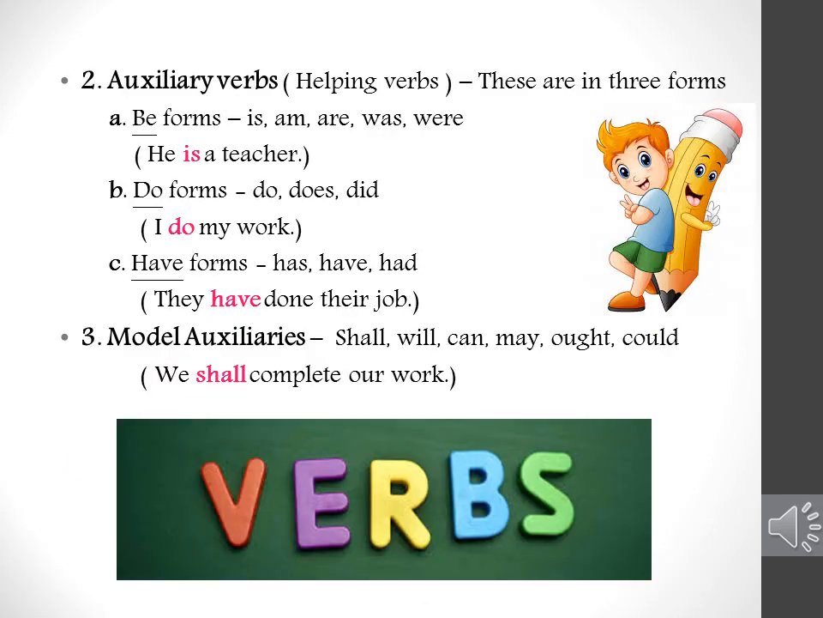The second type of verbs are auxiliary verbs, which are also called helping verbs. These are in three forms: be forms, do forms, have forms. In be forms, we can see is, am, are, was, were. For example, he is a teacher. And do forms are do, does, did. Like in the example, I do my work. And have forms are has, have, had. They have done their job.